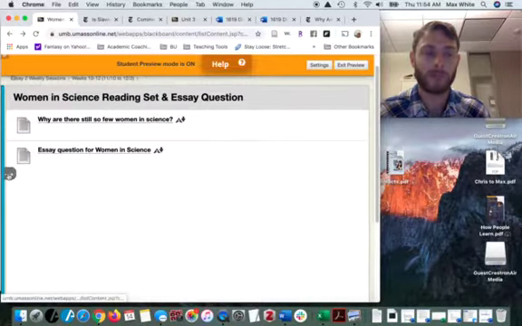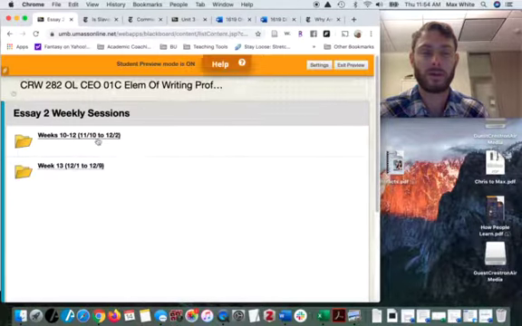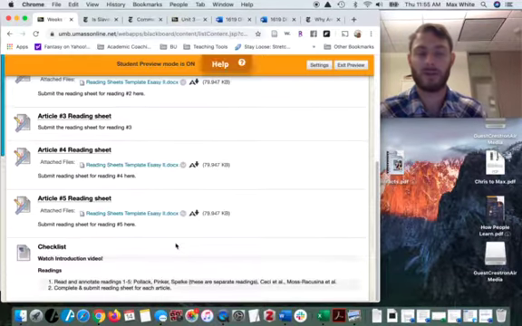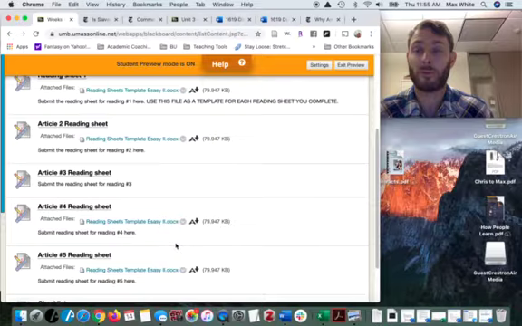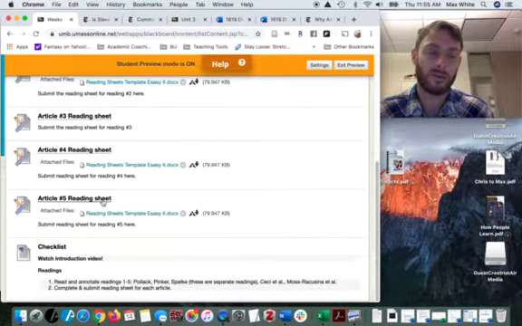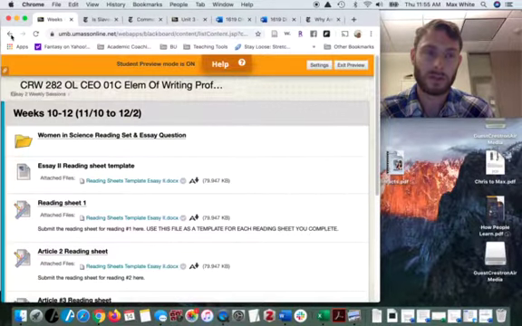So if we go back to the coursework here with SA2 weekly sessions, you'll see that with weeks 10 to 12, I have 5 reading sheets, 1 for each of the articles, and there are 2 actually for Pinker and Spelke. I'm treating those as 2. That's why there are 5. I'll clarify these in the titles. You have to watch this video, and then you have to do the reading sheets.